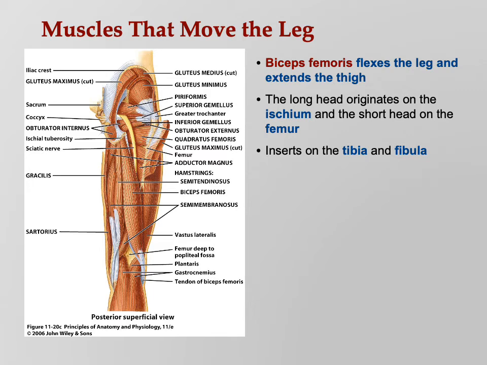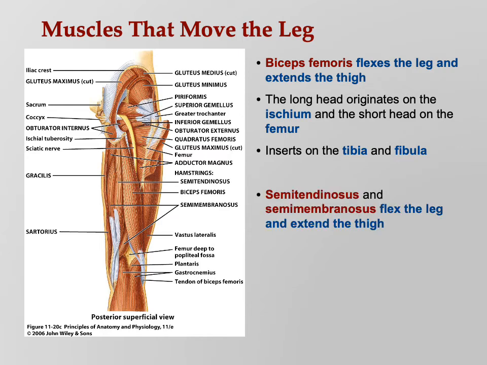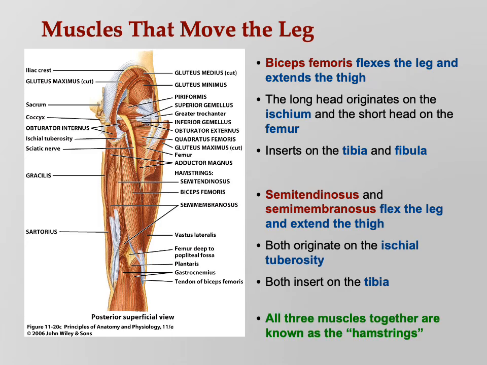Biceps femoris is the most lateral of all the hamstrings. That's how I always remember it. Biceps femoris is the most lateral of all the hamstring muscles. Then there are a pair of muscles, semitendinosus and semimembranosus. They're over on the other side. Now here's the thing. You don't have to know origins and insertions. All three muscles together are known as the hamstrings, the hammies.